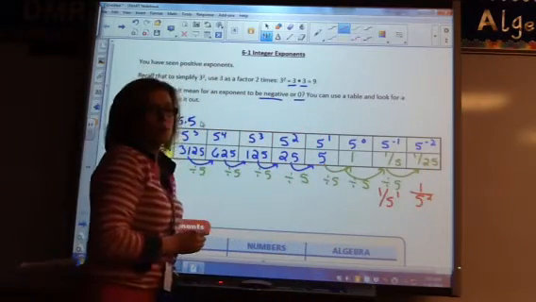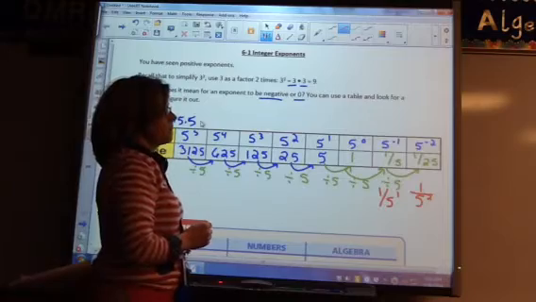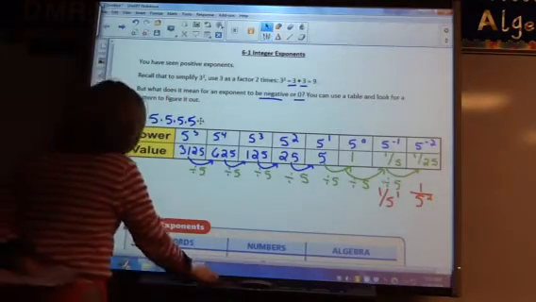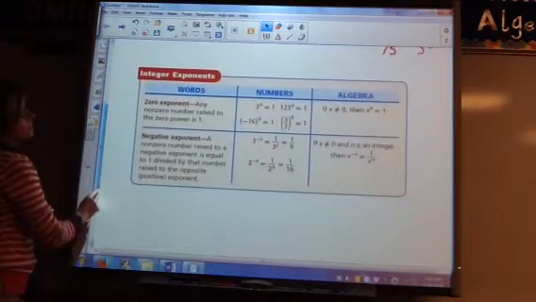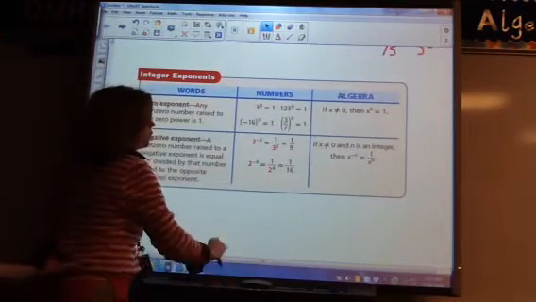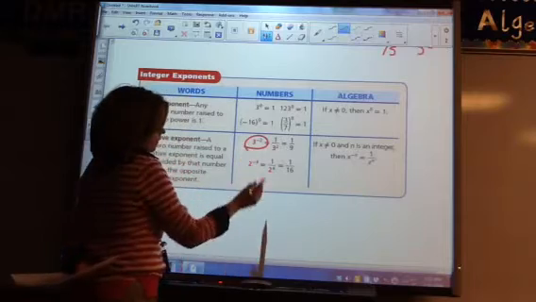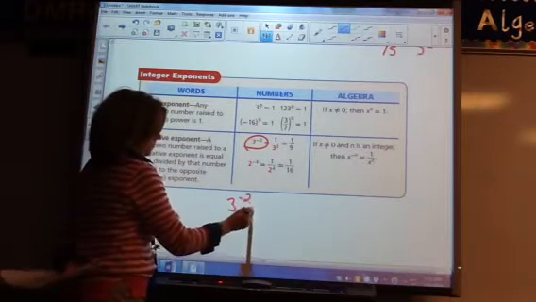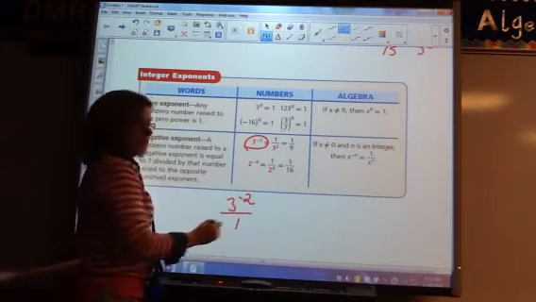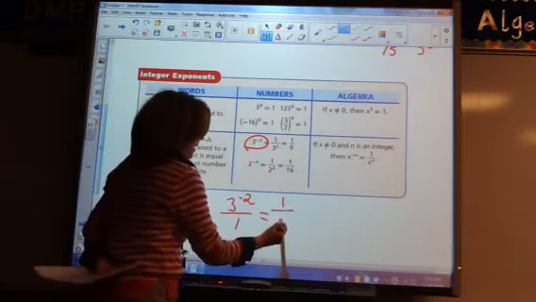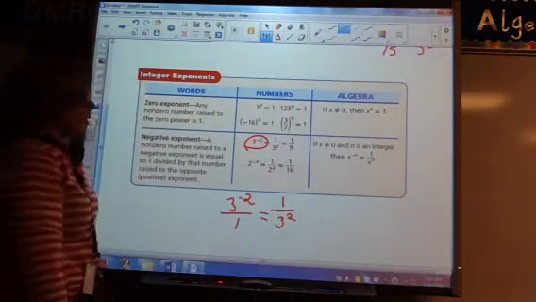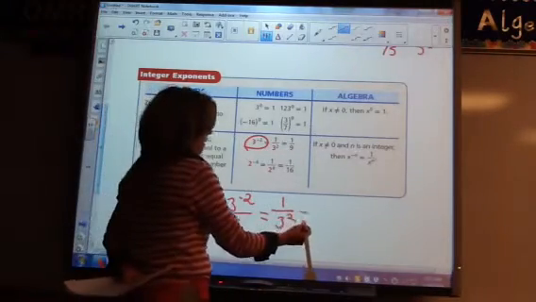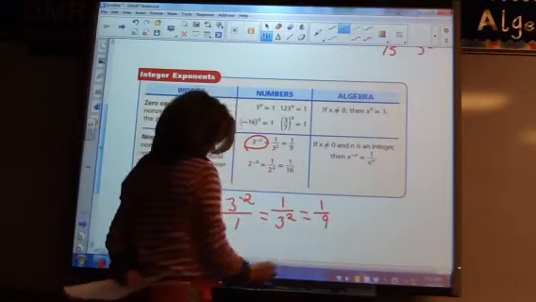So do you all see the rule for negative exponents? What you do for negative exponents is you put it over 1 and you flip it. And when you flip it, that exponent is now positive. So 3 to the negative 2 is 1 over 9.